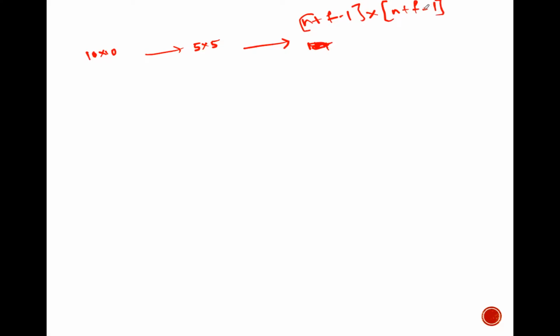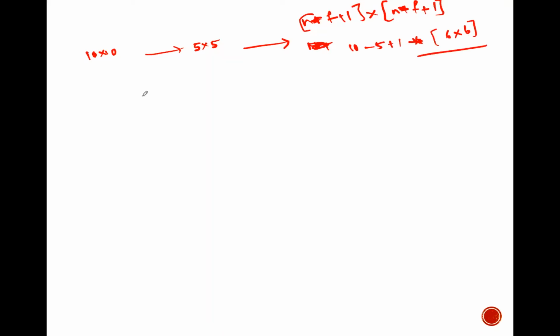Now, let us assume a 10 by 10 image. I have a filter size of 5 by 5. What is my output? Tell me. What is the output? 6 by 6, right? N minus f plus 1. 10 minus 5 plus 1 gives 6 by 6.